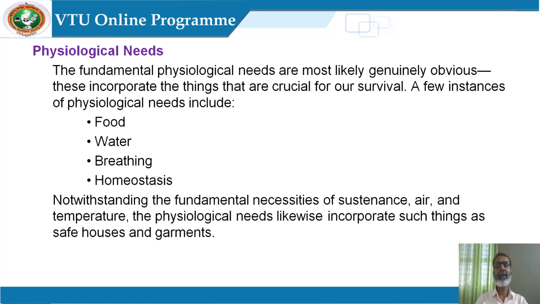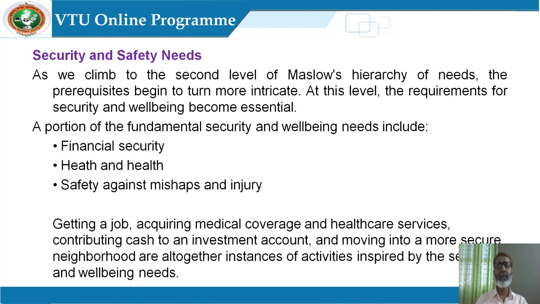That is why physiological needs become a basic aspect of every human's needs. That is why people go for a job or go for work or start earning for their livelihood by looking at the physiological needs. Then the second level of needs: once you get a good dress or garment and good food, the next level of expectation or thinking of a human being starts when we climb to a higher level. The prerequisites begin to turn more intricate.